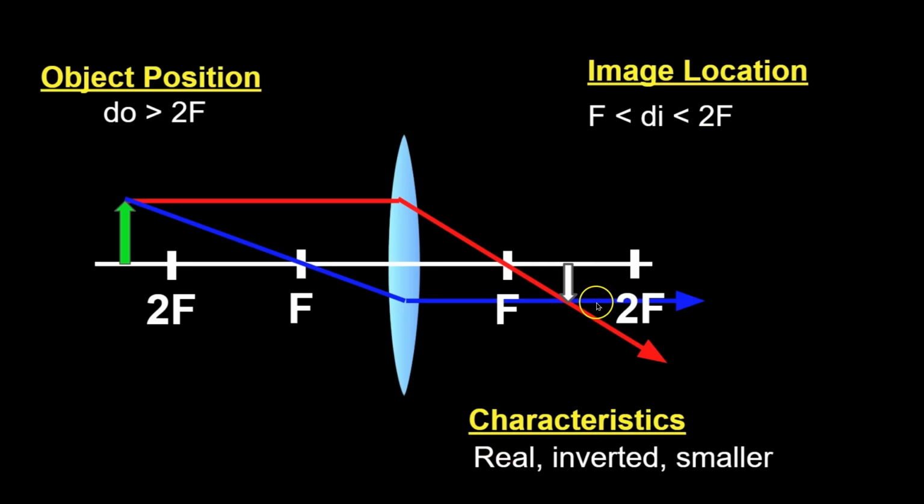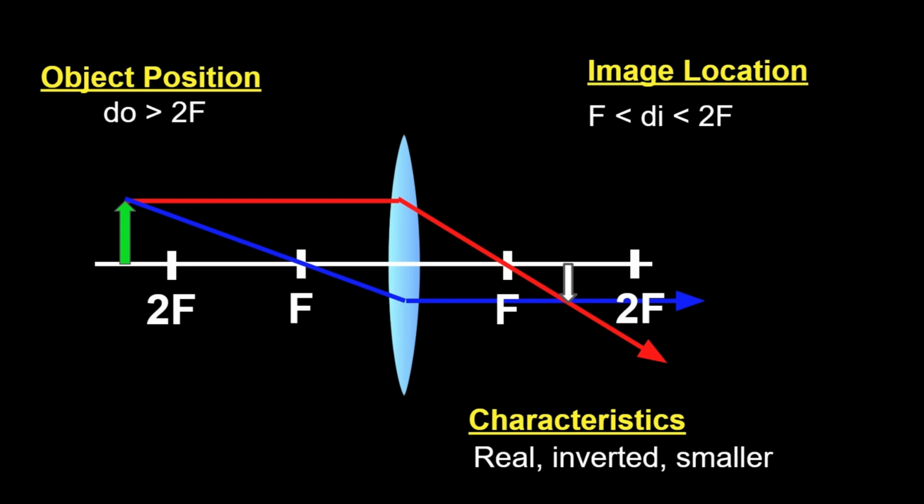The characteristic of this image is real, inverted, and smaller. Real means that these rays actually do meet at this point. Inverted just means that it's upside down or flipped, and smaller just means that it's smaller than the size of the object.